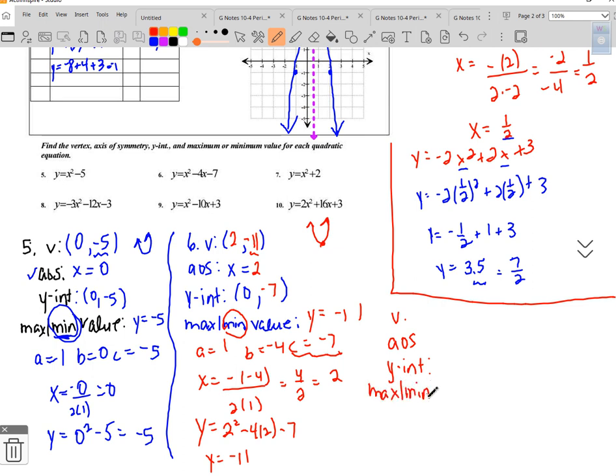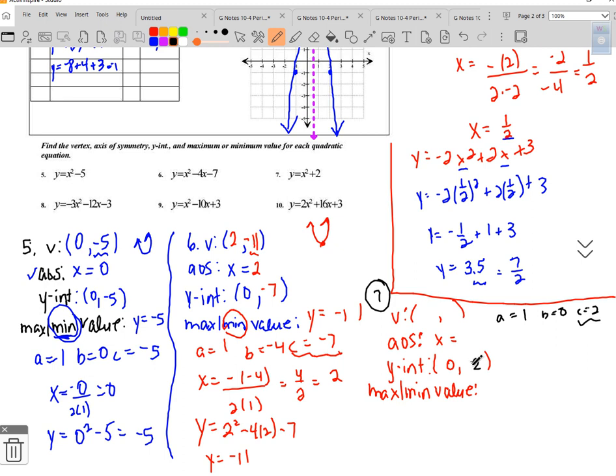I've been talking all the way through these, so I'm not going to talk as much. So these are all the things we know. So this is number 7. A is 1, B is 0, C is 2. Y-intercept is (0, 2).